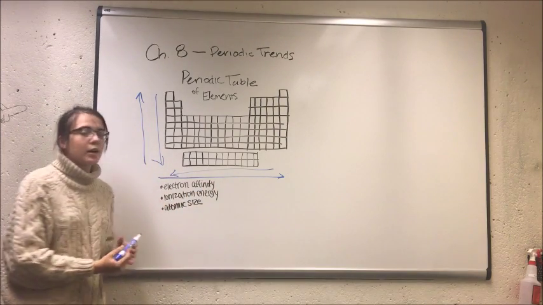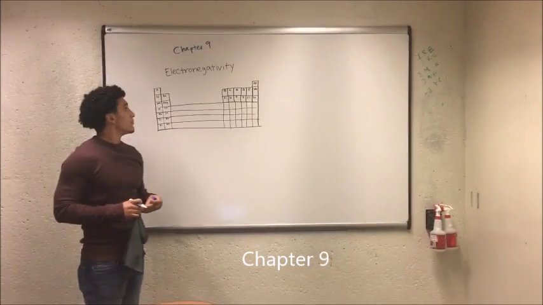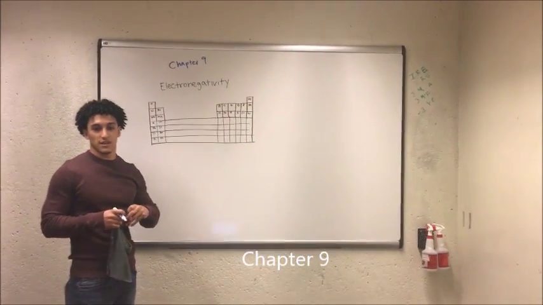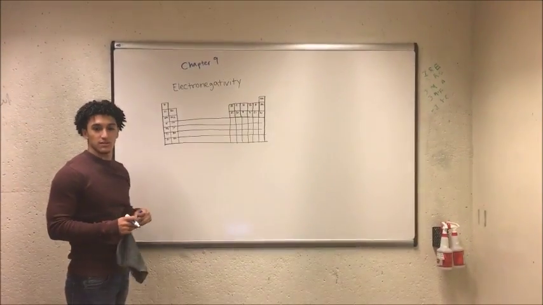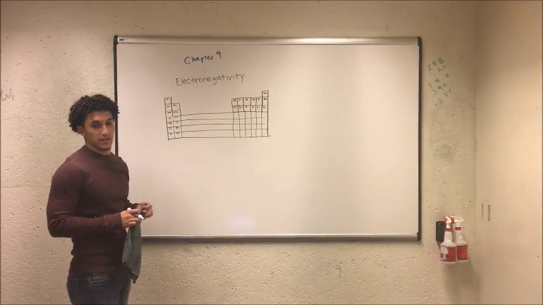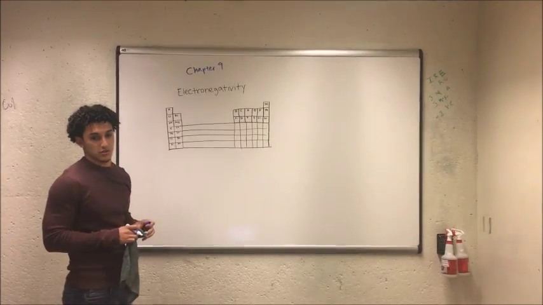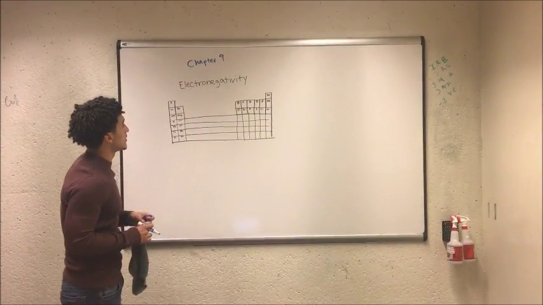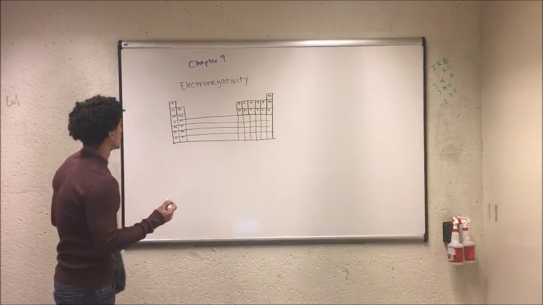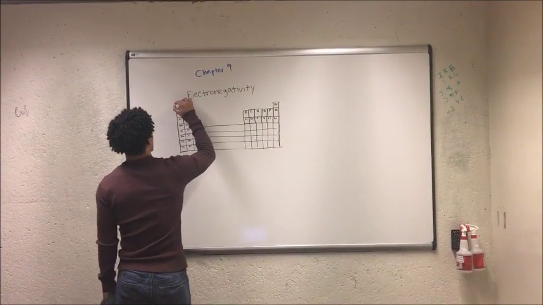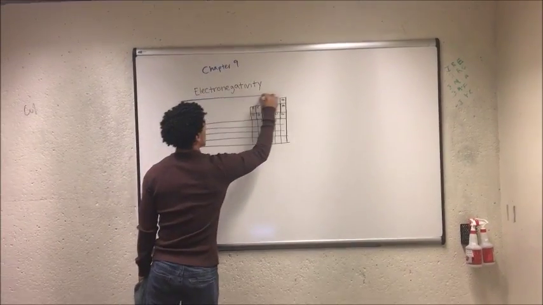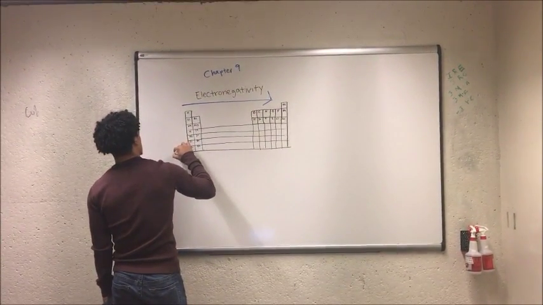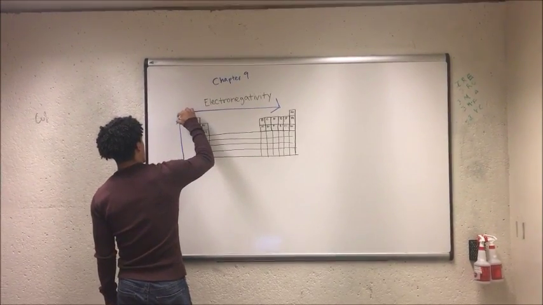Hello, my name is Eric Campos, and I'm going to talk to you all about electronegativity. According to the text, electronegativity is the relative ability of a bonded atom to attract shared electrons. For instance, on the periodic table, they are arranged perfectly where the electronegativity increases from left to right, and it increases from the bottom up.